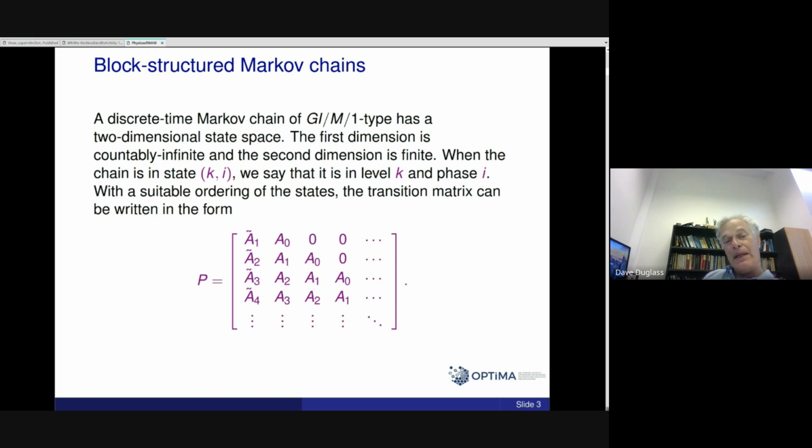And if we order the states properly for a GI/M/1 type Markov chain, we can write the transition matrix in a block structure as I've shown here. What that essentially means is that the level can go up by 1 or down by anything until it gets to 0. The countably infinite dimension is usually thought to be the non-negative integers. So the first row of this is the transition structure at level 0. The second row is the transition structure at level 1, etc. So as you see, you can go up by 1 level, you can go down by any number of levels.